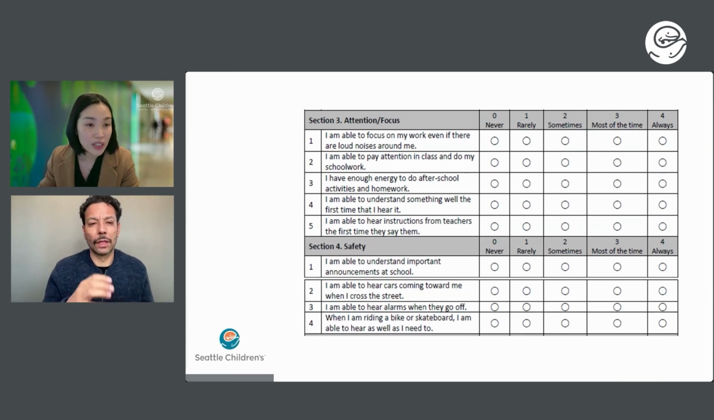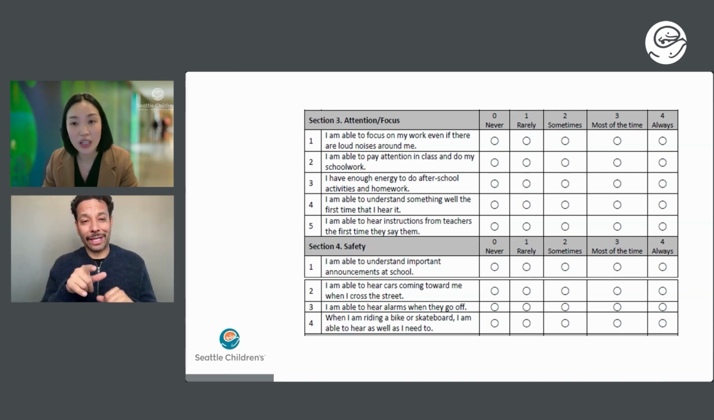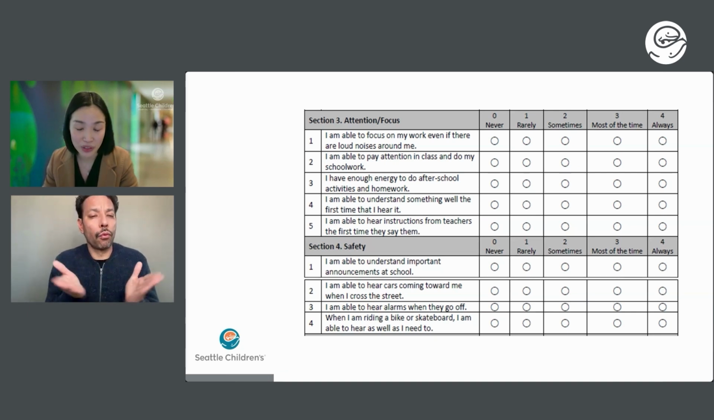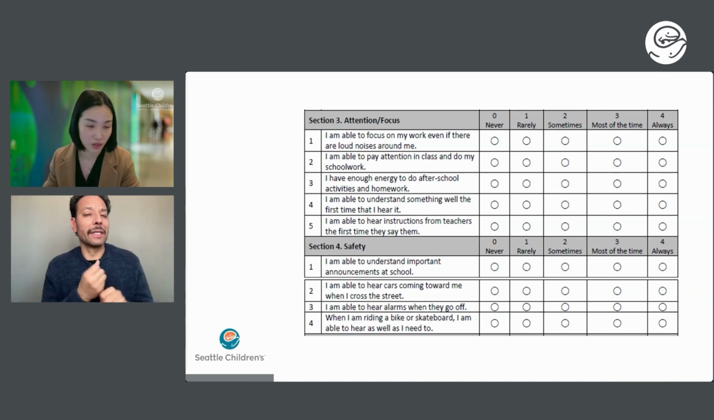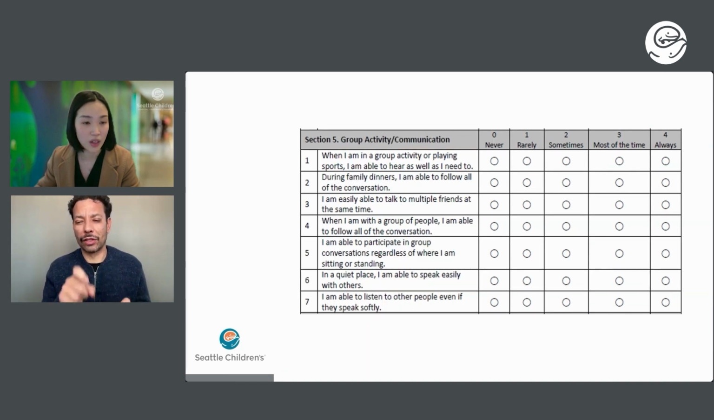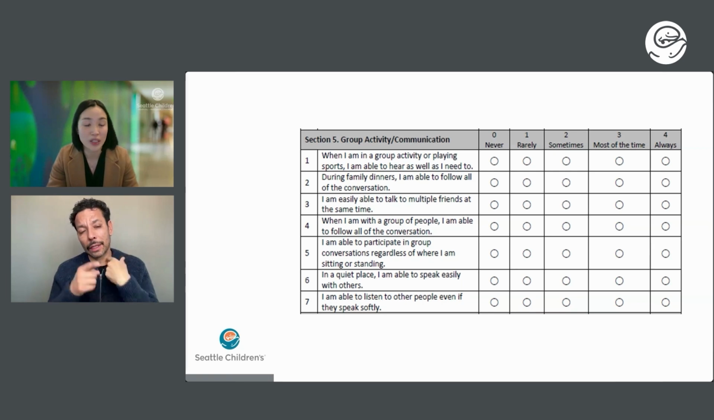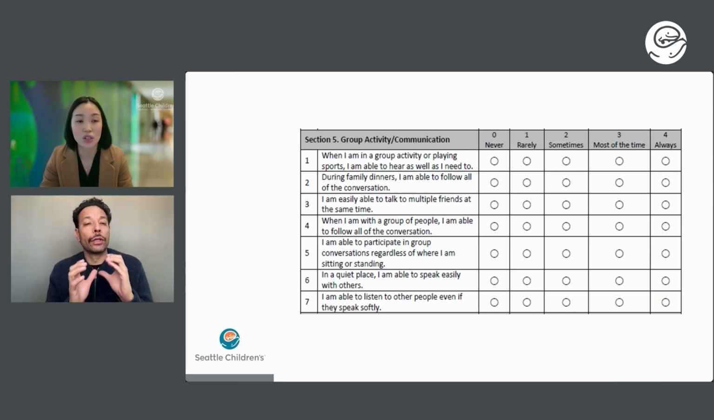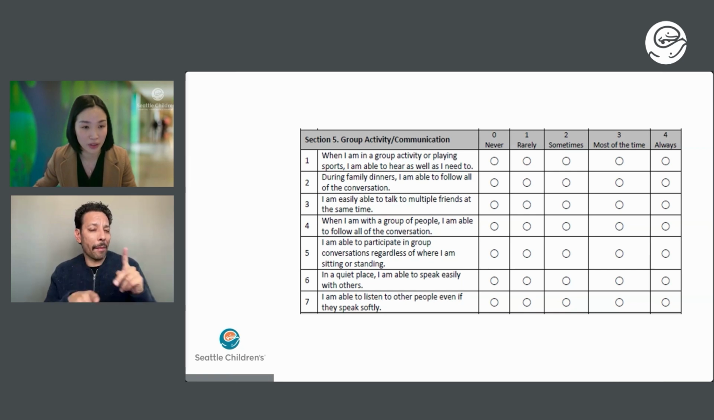Section 3, attention focus. I can focus on things even though there is background noise. This is a section that can be a little more broadly applicable for kids with unilateral and bilateral hearing loss, as well as the safety question. That is also a relevant question for both populations. This section pertains to group activity and communication. It's trying to determine whether kids are having problems in groups versus one-on-one conversation. And again, something that is applicable to both populations, unilateral and bilateral hearing loss.